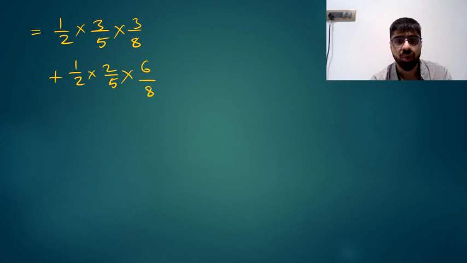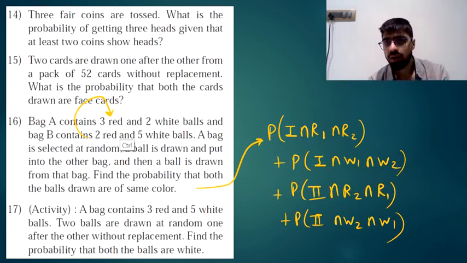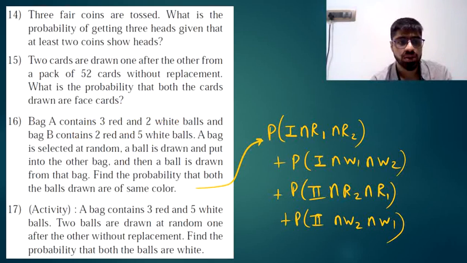So into 6 upon 8 plus, for the second bag, the probability will be half. From that, you're selecting a red ball. The probability for that will be 2 by 7 and you're putting it in the first bag. And now from the first bag, the probability of selecting a red ball will be 4 out of 6. So this was 2 upon 7 and 4 upon 6.